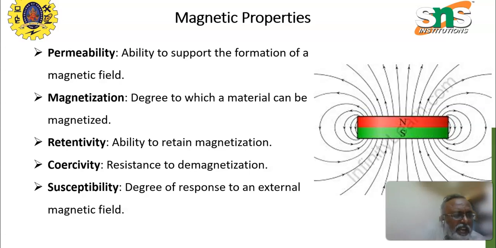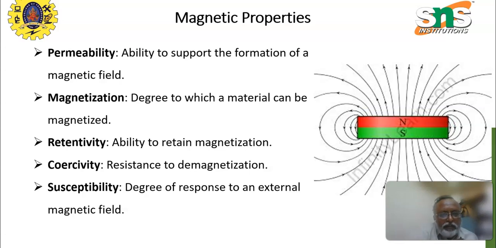Next is magnetic properties. Permeability, magnetization, retentivity, coercivity, and susceptibility are the magnetic properties. Permeability is the ability to support the formation of a magnetic field.